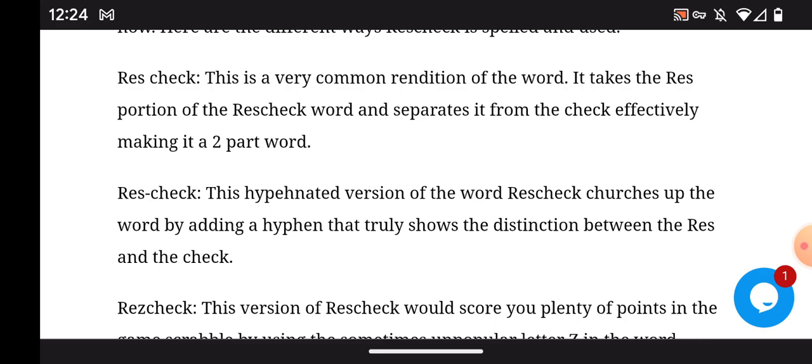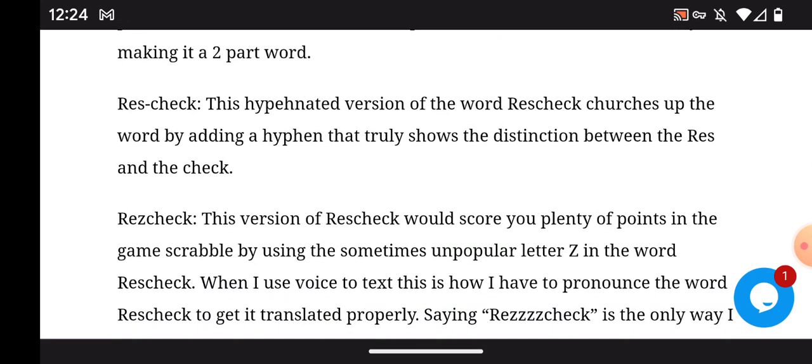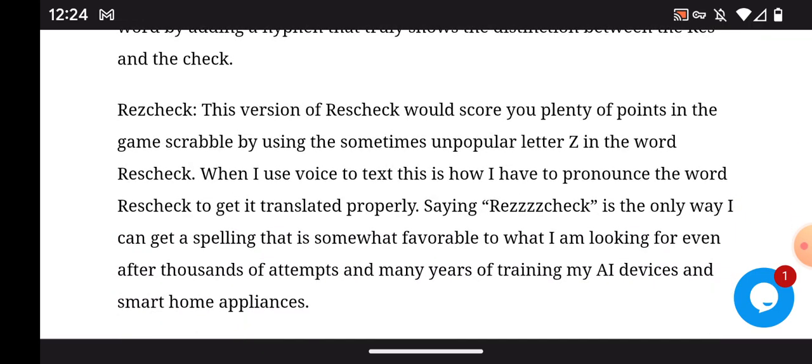Res, space, check. This is a very common rendition of the word. It takes the res portion of the Rescheck word and separates it from the check, effectively making it a two-part word. Res hyphen check. This hyphenated version of the word Rescheck churches up the word by adding a hyphen that truly shows the distinction between the res and the check.